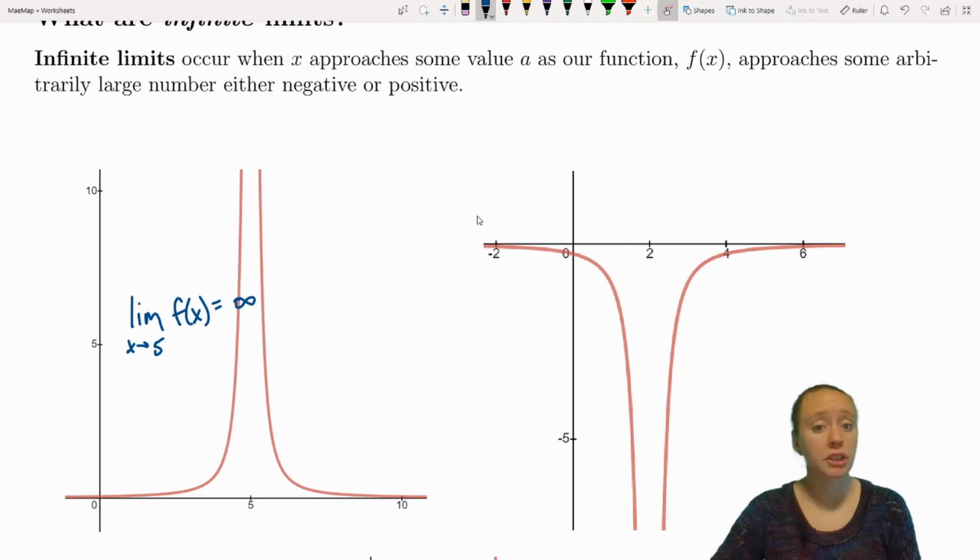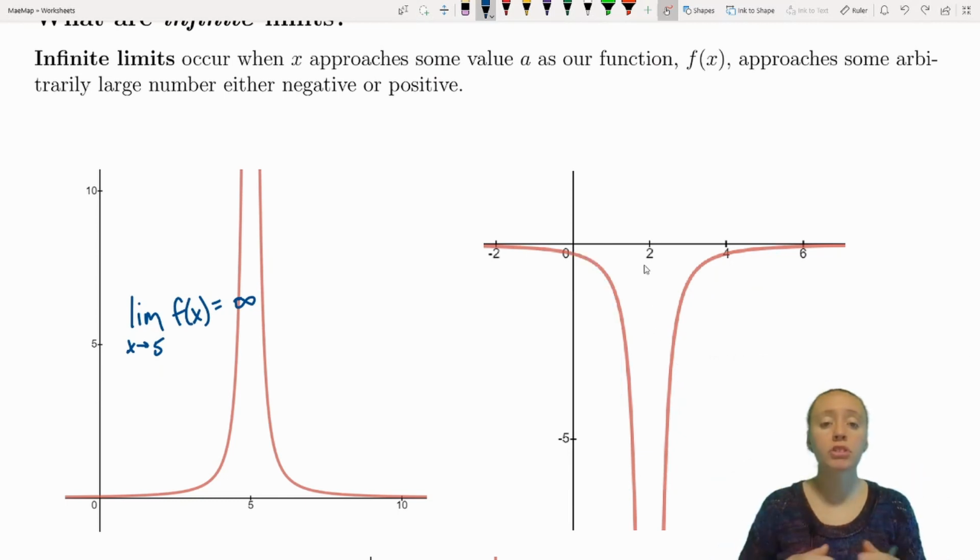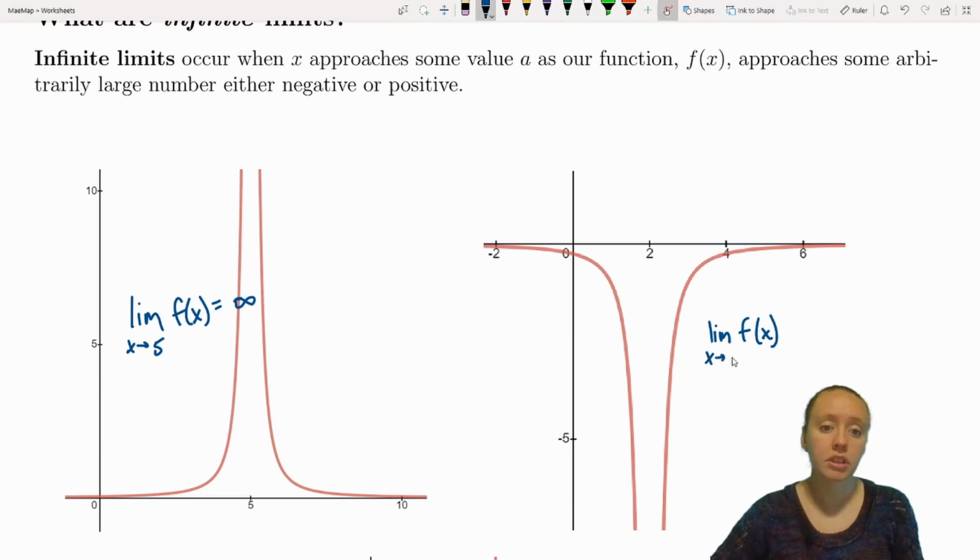Now, if you're looking at this picture over here, as x approaches 2, our function from both the left and the right is approaching what? Well, it's approaching negative infinity, some arbitrarily large negative number. So this will be written as the limit of f of x as x approaches 2 equals negative infinity.